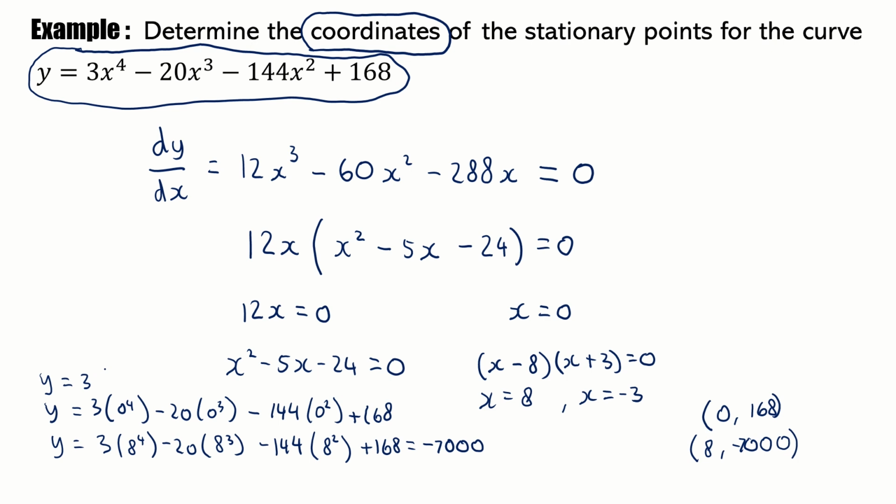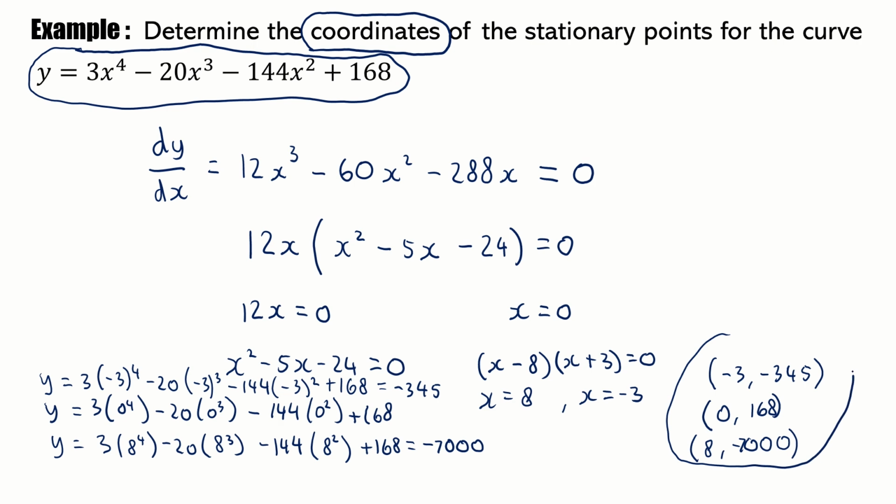So we'll end up with 3 lots of minus 3 all to the power 4 as usual. When applying powers to negative numbers, make proper use of brackets to ensure the power is being applied properly. Sorry, I'm cramming it in up the top here. But that will come to minus 345, meaning our third and final stationary point is (minus 3, minus 345). And there you go, we've found the coordinates of all our stationary points as requested, and therefore we're done.